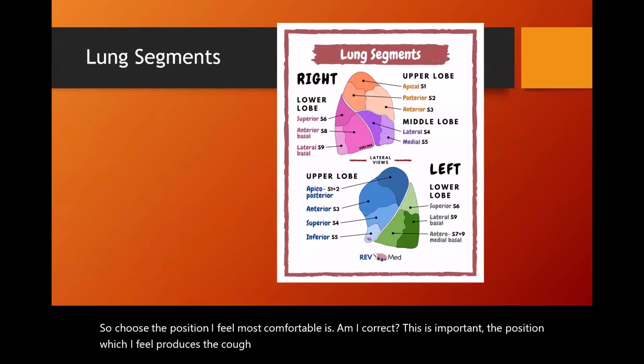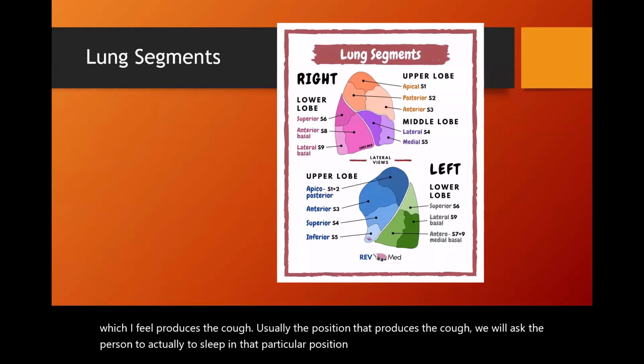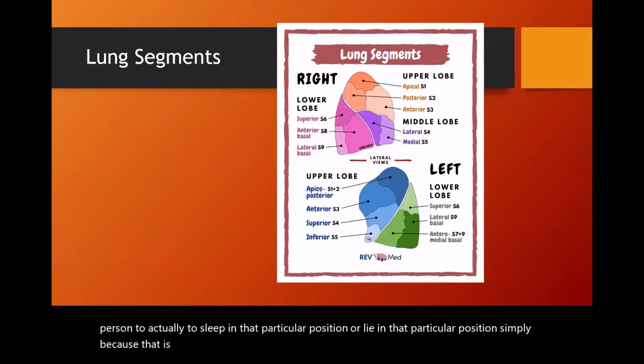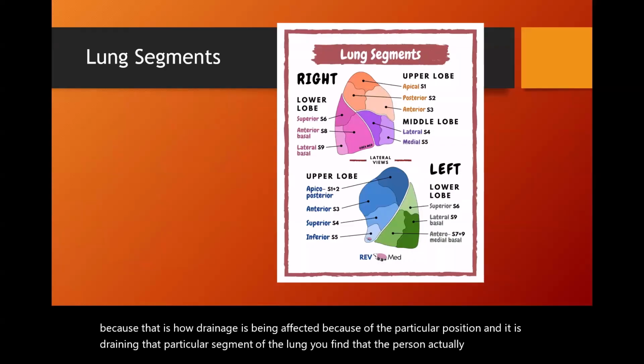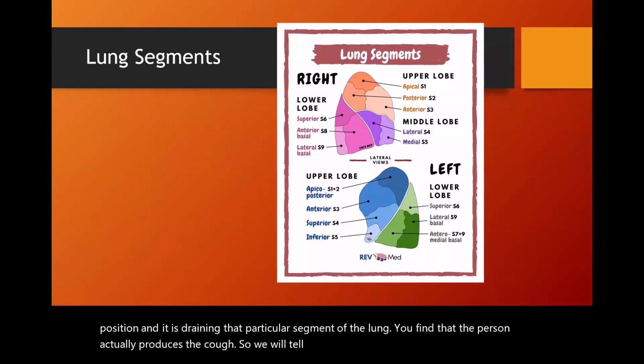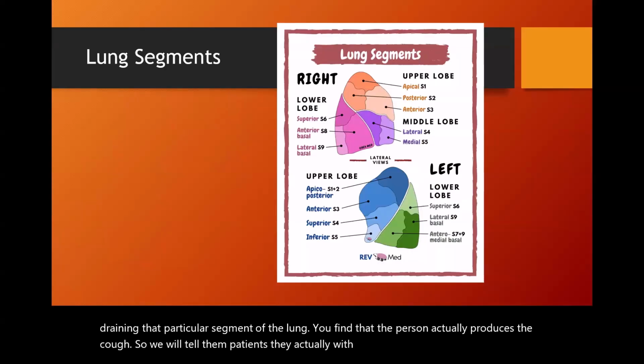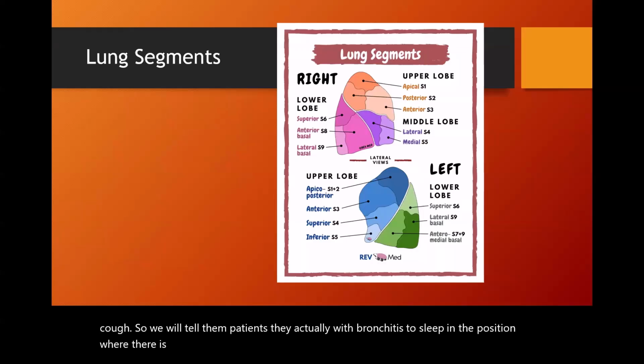Usually, the position that produces the cough will ask the person actually to sleep or lie in that particular position, simply because that is how drainage is being effected. Because of that particular position, it is draining that particular segment of the lung, and you find that the person produces the cough. So we will tell patients, especially with bronchiectasis, to sleep in the position where there is most cough. Once the secretions are all drained out, the cough will decrease.